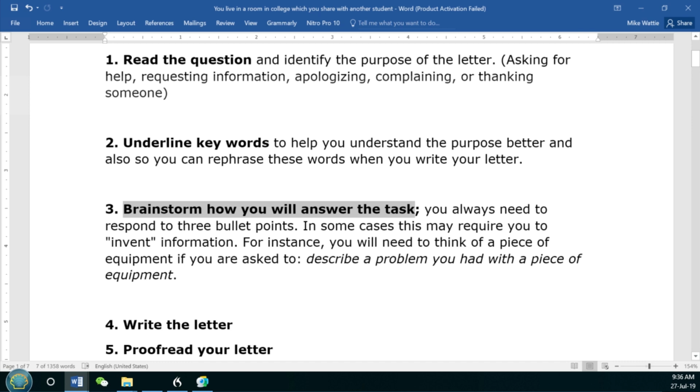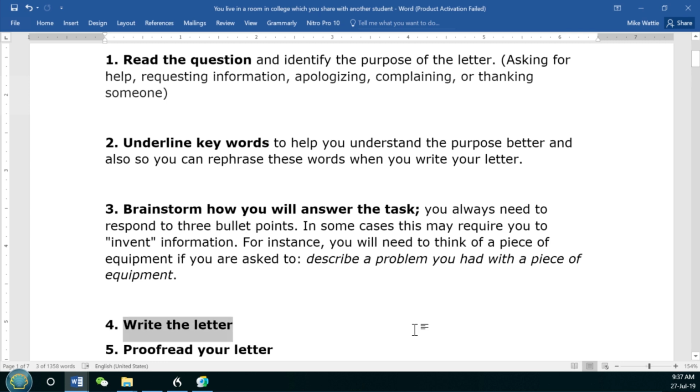Next, you want to brainstorm or plan how you're going to answer the question. You might have to think about a situation. Also note that there are always 3 bullet points or 3 questions to respond to, and you want to think about your response to these 3 bullet points first. This is extremely important because sometimes how you answer one bullet point is going to determine how you respond to another one. You're going to see this exact idea in this letter, and you're going to see the reason why it is so important to plan your letter in advance before you start writing.